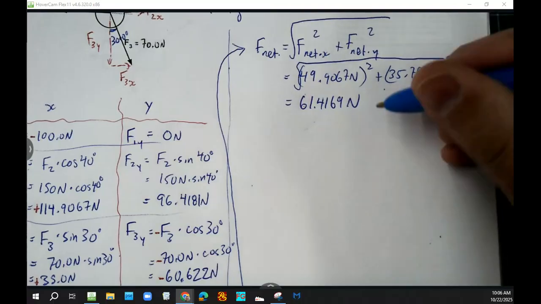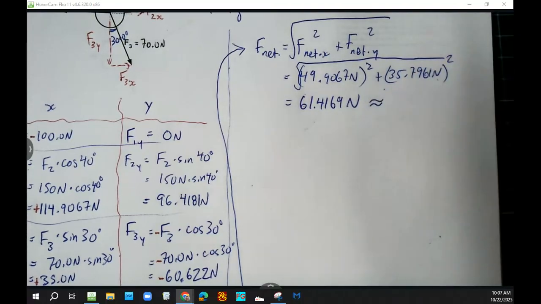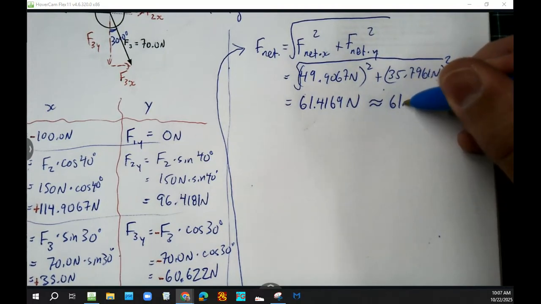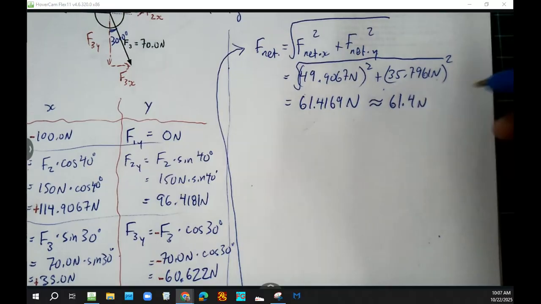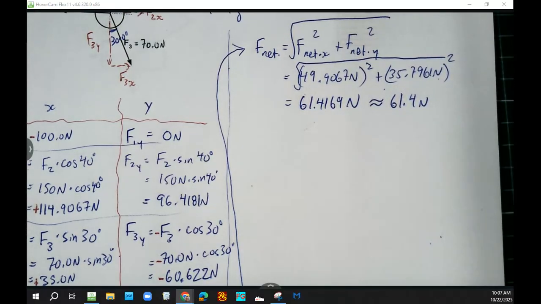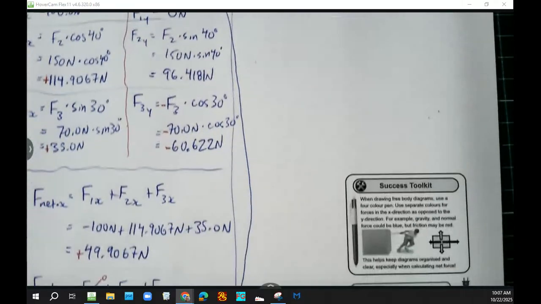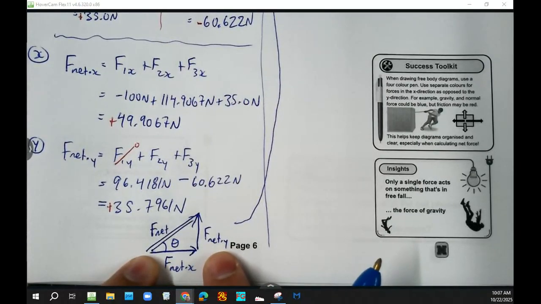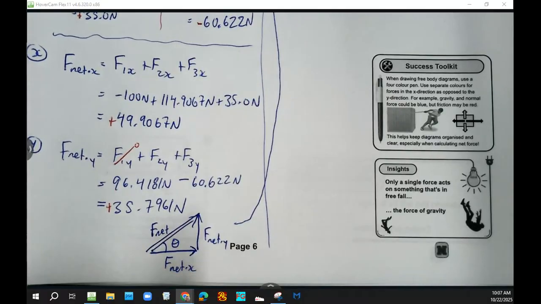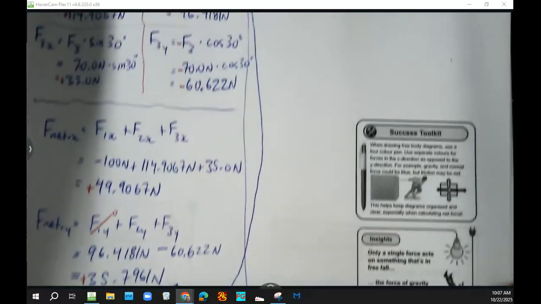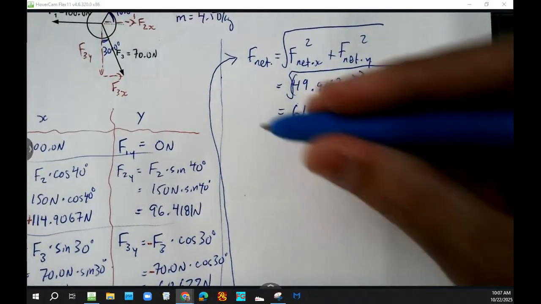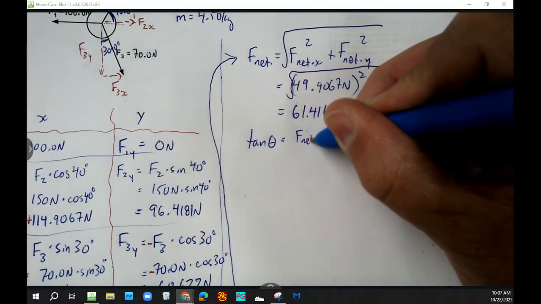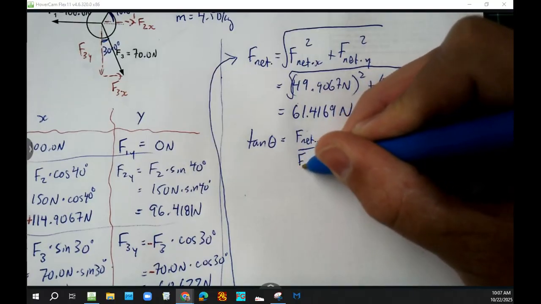And of course, yeah, we could round this guy off. And we only have like 3 sig figs based on the angles. We only had 3 sig figs, so it's approximately 61.4 newtons. But with regard to the angles, remember, we had this vector diagram. We're trying to find theta. Notice the opposite is F net y. The adjacent is F net x. So I'm going to say tan theta is equal to opposite, F net y, divided by adjacent, F net x.